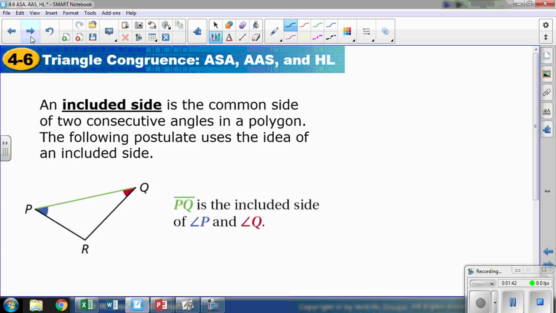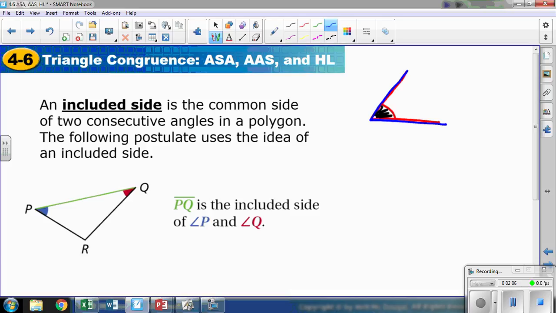The only piece of vocab that we need is an included side. You'll likely remember from our earlier videos that an included angle was one like this. And it was considered included because it was created by a pair of sides. So it was kind of the in-between angle.